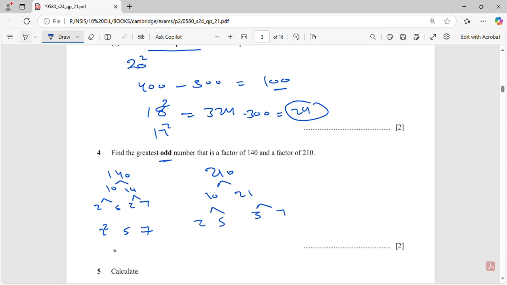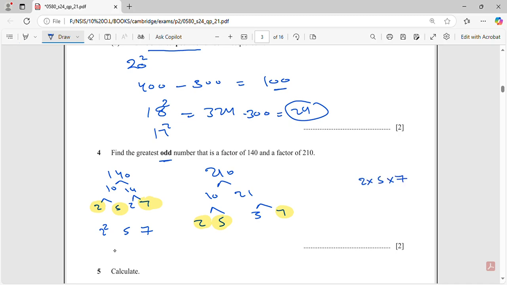Now we can note that I have many common factors. 2 is repeated here and there, 5 is repeated here and there, 7 repeated there and there. So I have in common only 2 times 5 times 7. Of course, if I multiply them together, it equals 70. 70 is not odd, right?